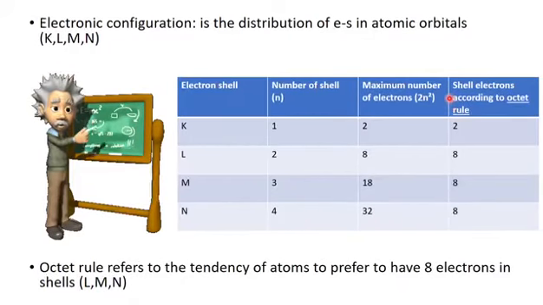Lastly, we have shell electrons according to the octet rule. For K it is 2 electrons, and for the L, M, and N shells it is 8 electrons. The octet rule refers to the tendency of atoms to prefer to have 8 electrons in the shells L, M, and N. And we also use the octet rule to fill out the electron configuration.